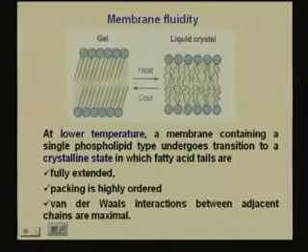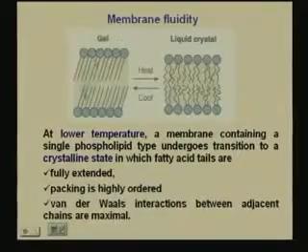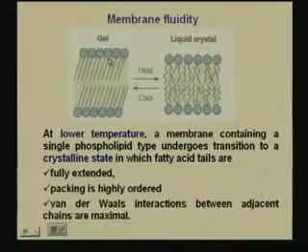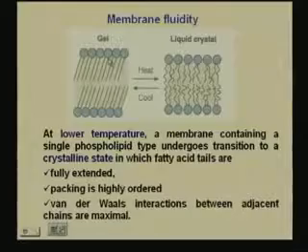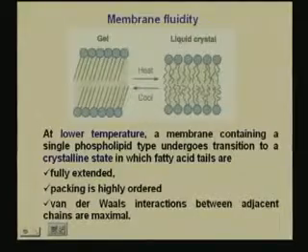So, at lower temperature, a membrane that contains a single phospholipid type would undergo a transition to a crystalline state. So, this would be our crystalline state, where we would have the fatty acid tails perfectly ordered, perfectly packed, fully extended, and the maximum possible van der Waals interactions between the chains.